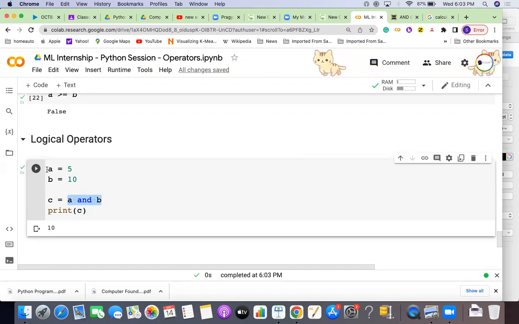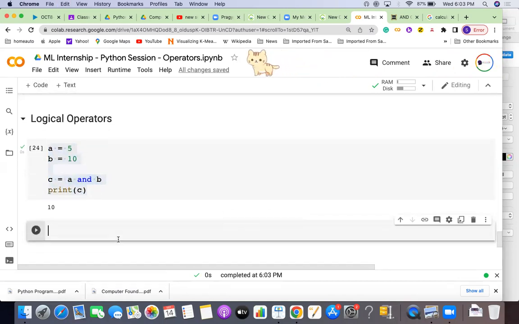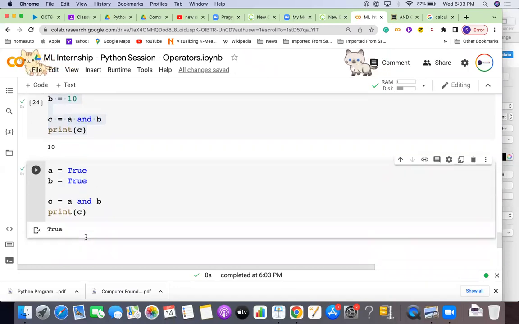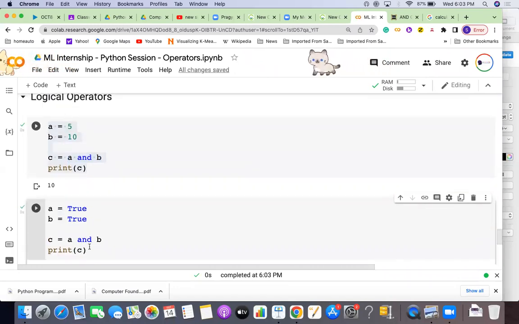Okay, let me do another one also. Now I am trying to do A is equal to True, B is equal to True. Now I'm trying to do this. So what am I getting? Why this and why this? Anyone can answer?